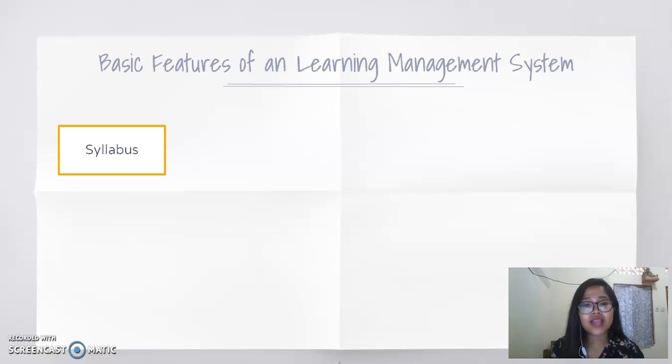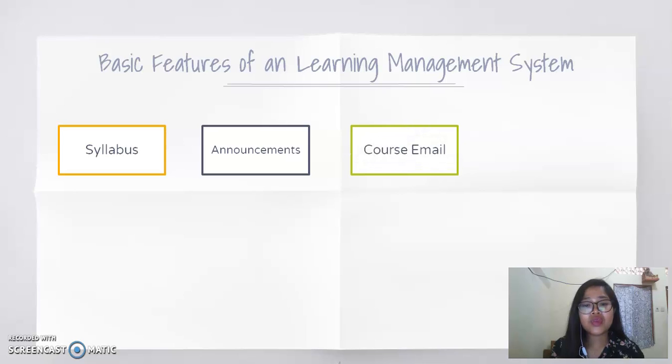The first one is syllabus. The syllabus feature is an essential component of the course environment. It provides structure for the course and outlines course expectations. Next is announcements. The announcements feature is the place where the teacher communicates important updates to the class. The third one is course email. The course email feature is an asynchronous communication tool that enables the teacher to send messages to the class members and also view, receive, archive, or send course-selected messages.